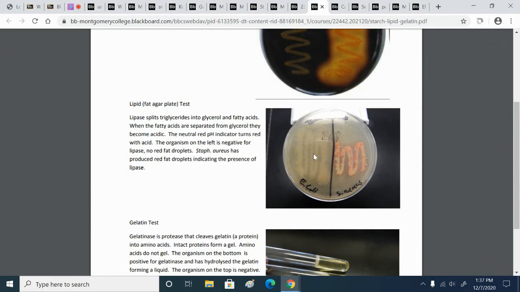So again, the enzyme is lipase. It splits the triglycerides, separating the fatty acids right from the glycerol, and the fatty acids become acidic, lower the pH, and neutral red turns red.